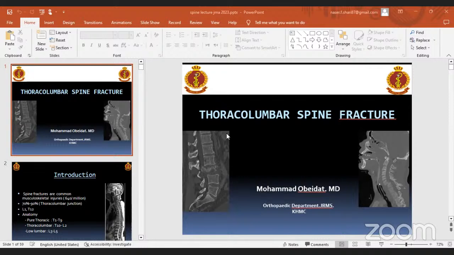This consists of 3 parts: the morphology of the fracture, integrity of the PLC, and neurological status. And this classification was published in 2005 by Alexander Vaccaro. This classification helps you to decide if this is surgical or non-surgical. And if we have like 4 points, depends on the surgeon. More than 4 points, it's a surgical fracture. Less than 4 points, it's non-surgical.